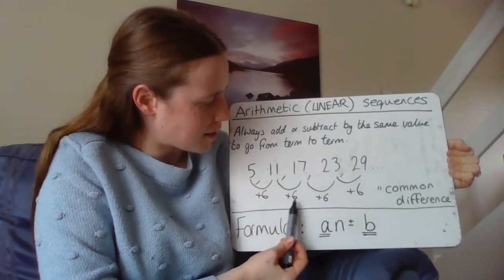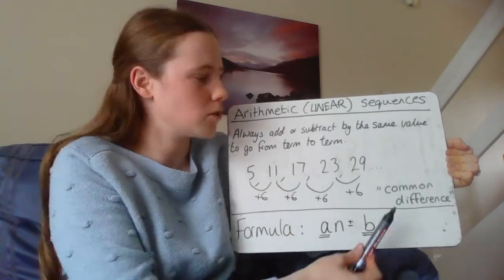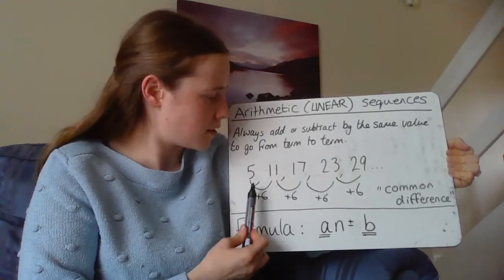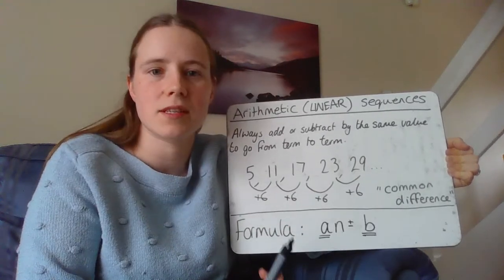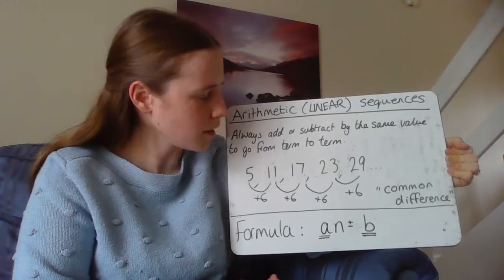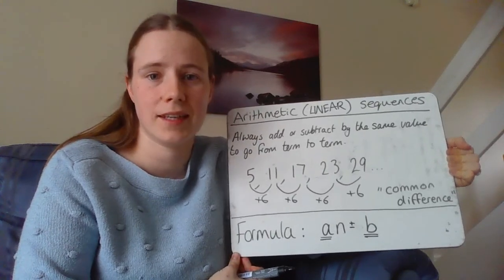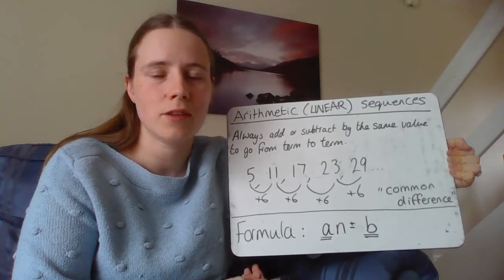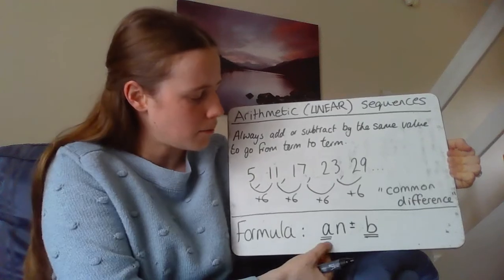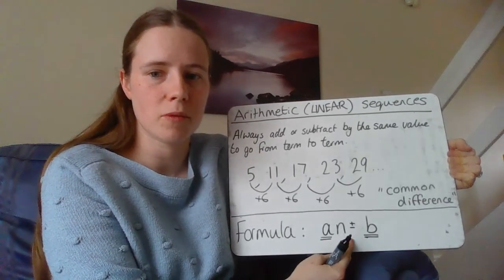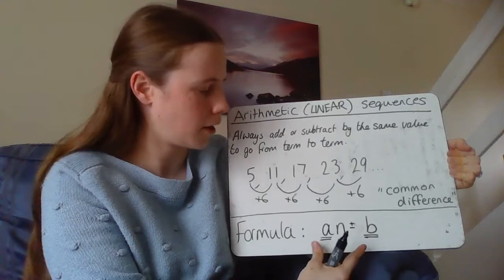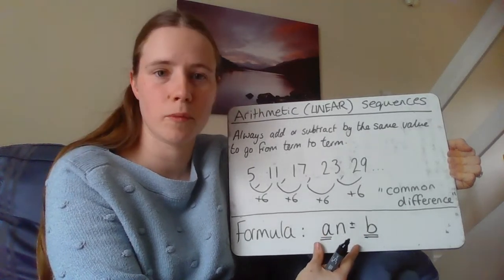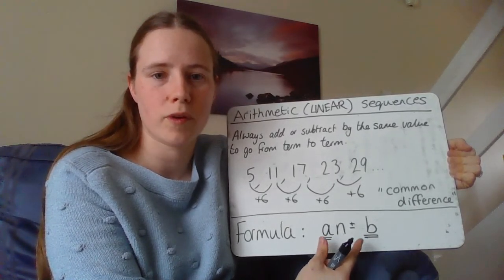This number that we're adding or subtracting every time is known as the common difference. So for this sequence here, the common difference is positive 6. Whenever you have an arithmetic or a linear sequence, the formula is always going to be in the form some number times n plus or minus some number. Okay, so we're going to go through how to work out the formula for the nth term of a linear or an arithmetic sequence.